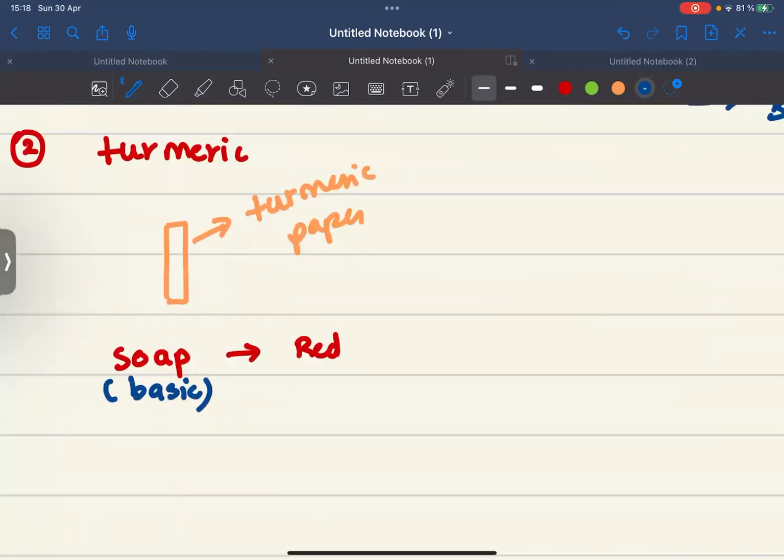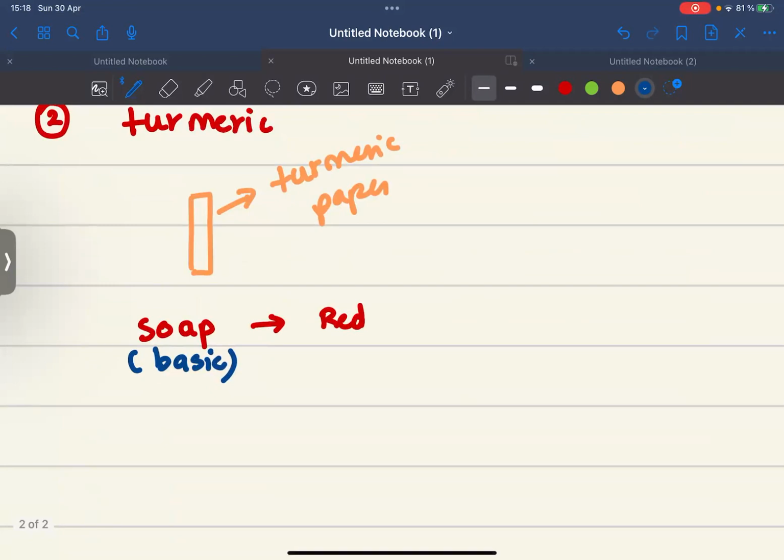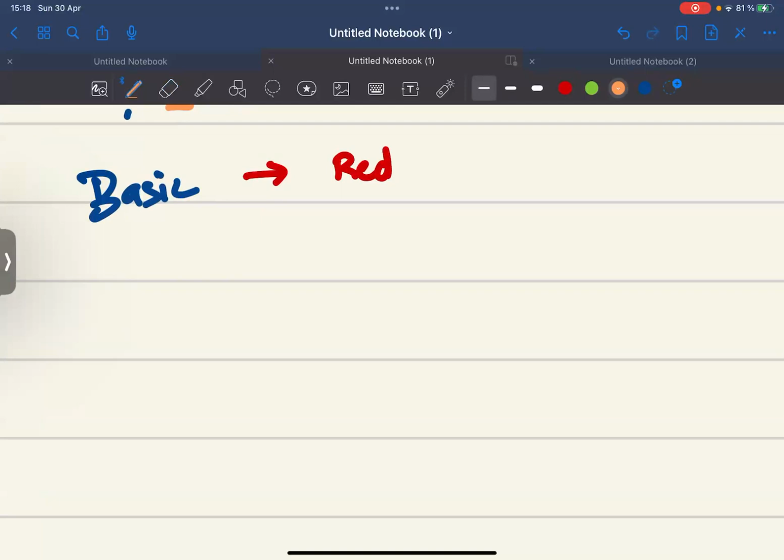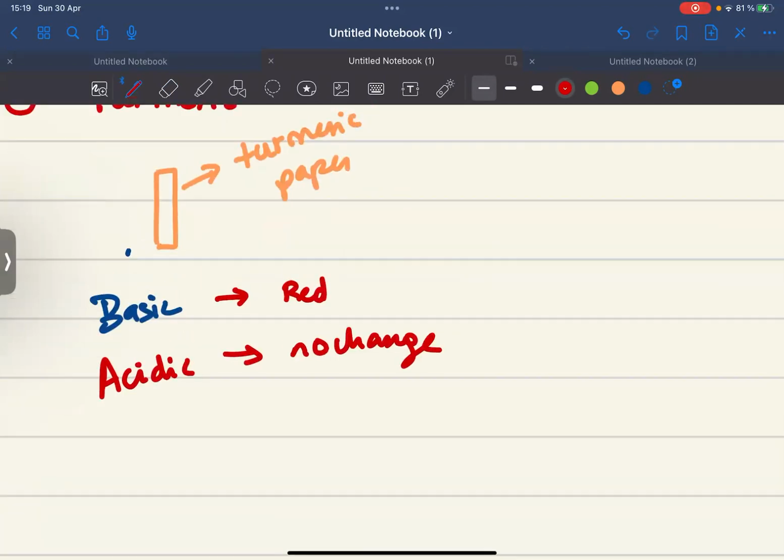Okay. So in the turmeric indicator, it is the other way. Basic solutions turn the turmeric paper into red color. And for acidic solutions, there is no change. That is, it will stay yellow itself.